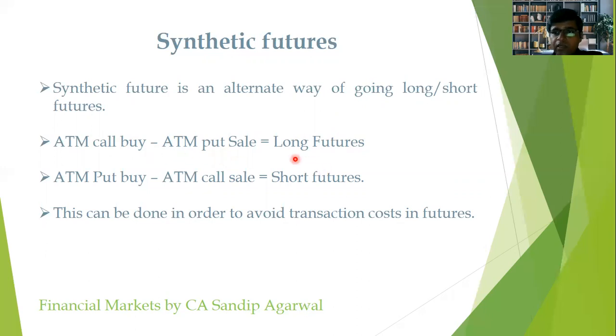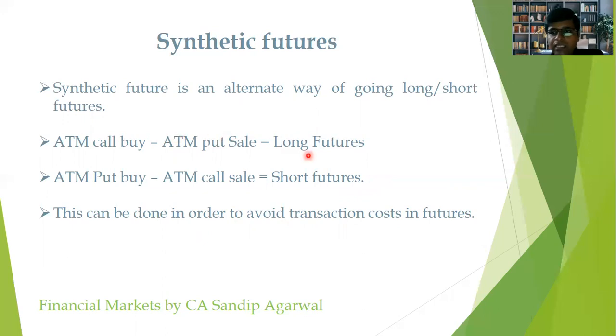So in case the person is super bullish on the market, then instead of initiating a long future, the person can buy an ATM call option. At the same point of time, they can also sell an ATM put option. Now, somebody may ask why somebody will take these two trades instead of doing only a long futures. This is just in order to avoid the transaction cost, because the transaction cost in the case of trading in futures is much higher as compared to options.